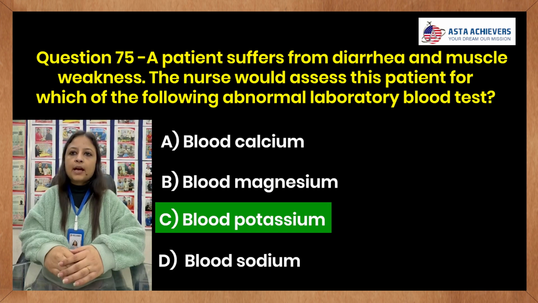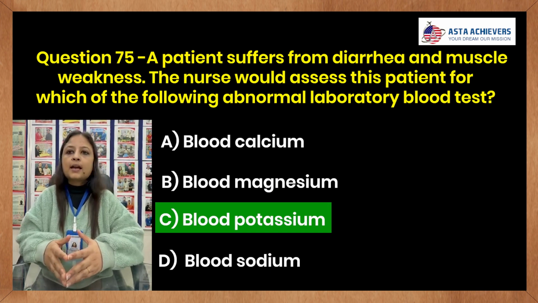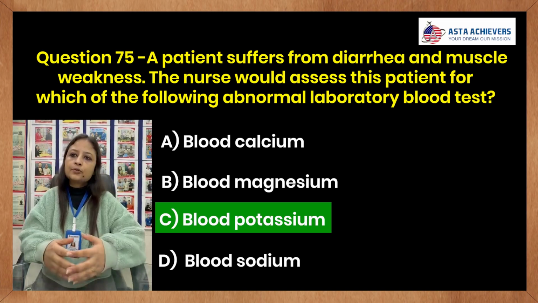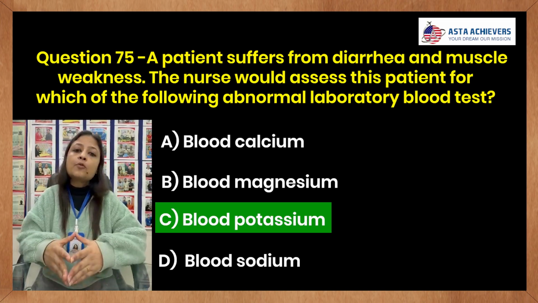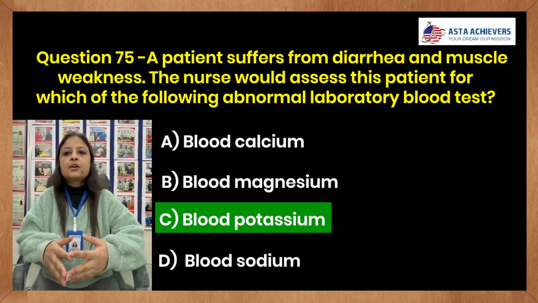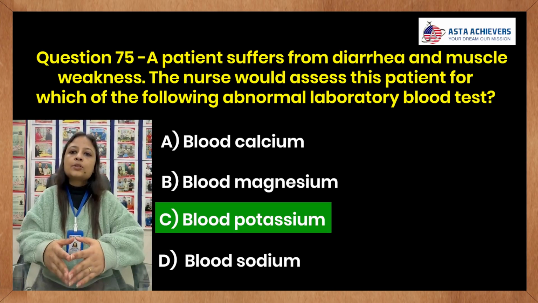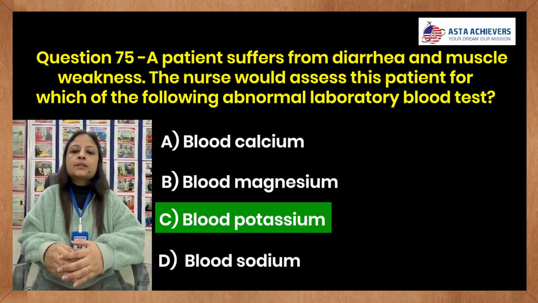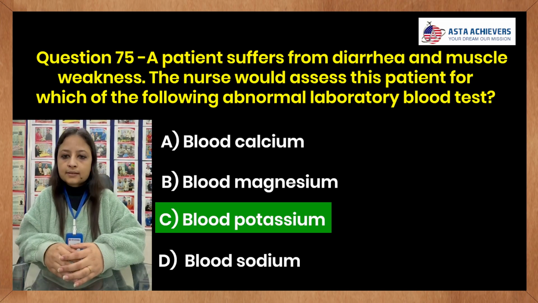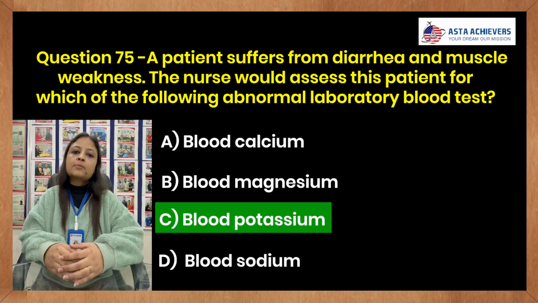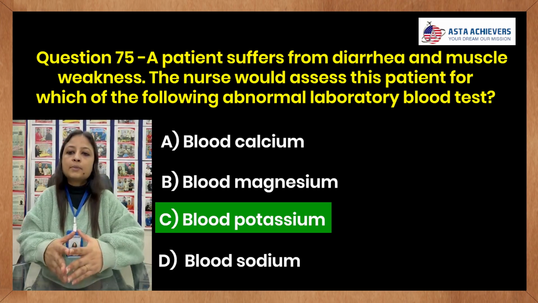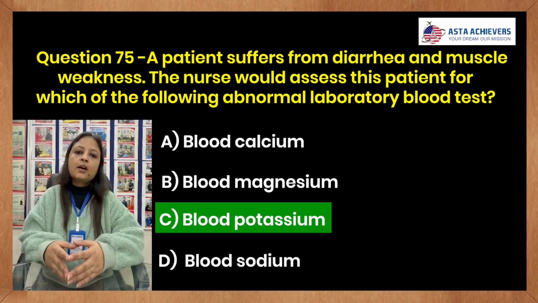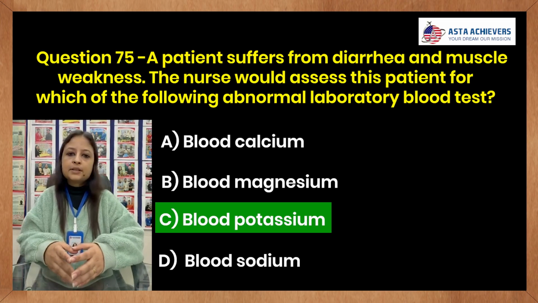Question number 75. A patient suffers from diarrhea and muscle weakness. The nurse would assess this patient for which of the following abnormal blood tests? Option A, blood calcium. Option B, blood magnesium. Option C, blood potassium. And option D, blood sodium. Option C, blood potassium, is the correct answer because an imbalanced potassium level will cause muscle weakness, cramps, fatigue, constipation or even heart palpitations.